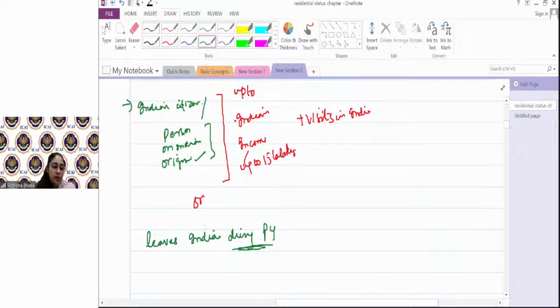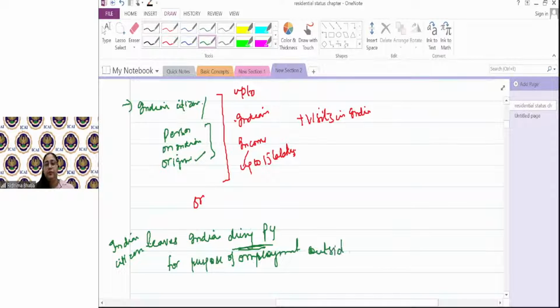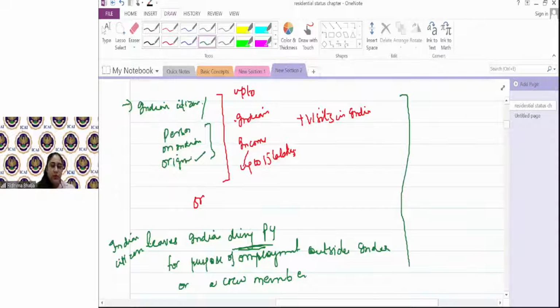If that person leaves India during the previous year and is an Indian citizen who leaves India during the previous year, यहाँ पे person of Indian origin नहीं लगाया मैंने, for the purpose of employment outside India, or as a crew member, ship member. Then, instead of 60 days, the condition which has to be seen, 60 would be substituted by 182 days or more. Actually, 60 days वाला condition देखना ही नहीं है.